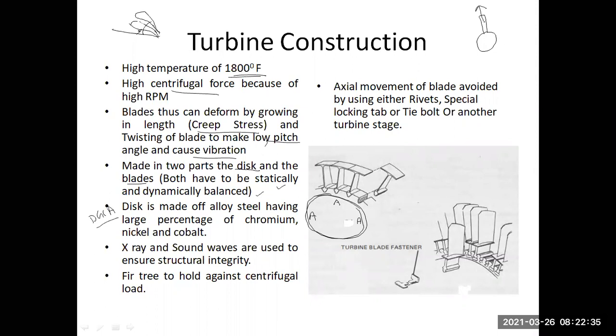Meaning it is rotating in circles, sorry, so it has a radial load trying to take the turbine blade outside. See here, it tries to take the turbine blade outside. So if it is trying to take the turbine blade outside, I need something attaching it to the disc properly, right? So that at a higher temperature the expansion is also taken into consideration, as well as the extension load. So we come to the fir tree attachment.